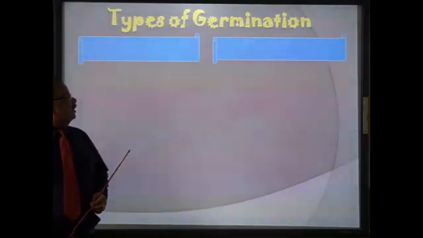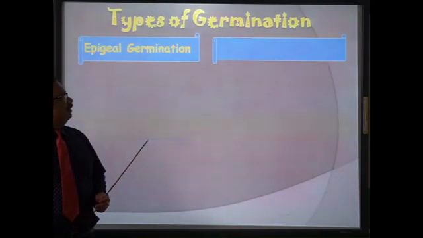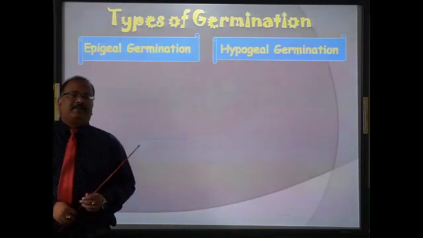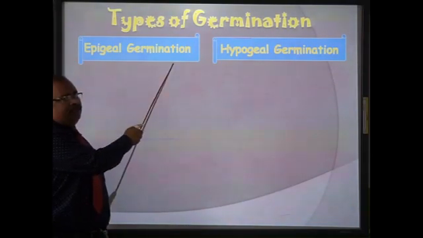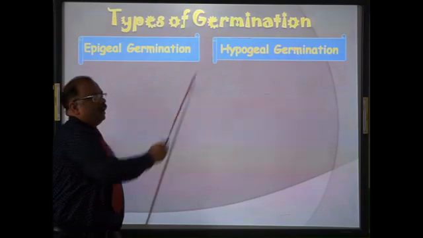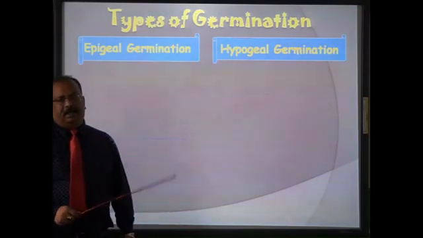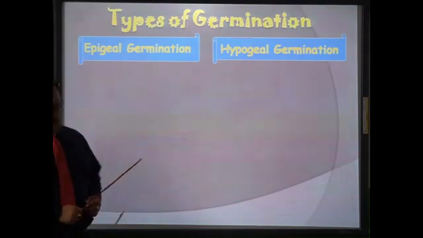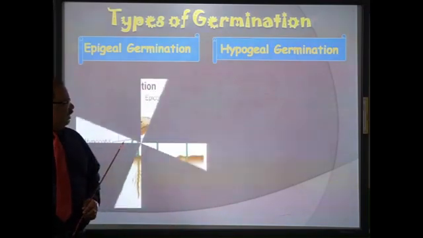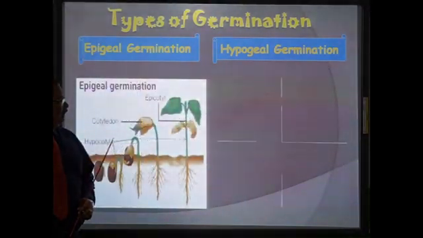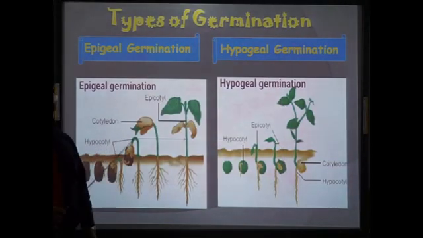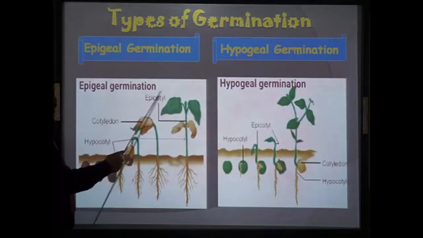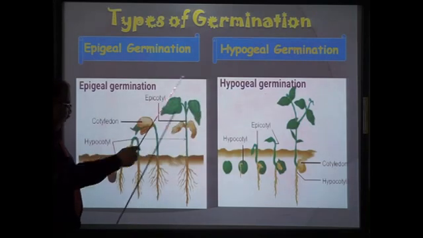Now we'll be learning about types of germination. Basically there are two types of germination. The first one is epigeal germination and the second one is hypogeal germination. Epigeal and hypogeal. Now look at the diagrams. In the diagram, you can very well see the difference between epigeal germination and hypogeal germination.